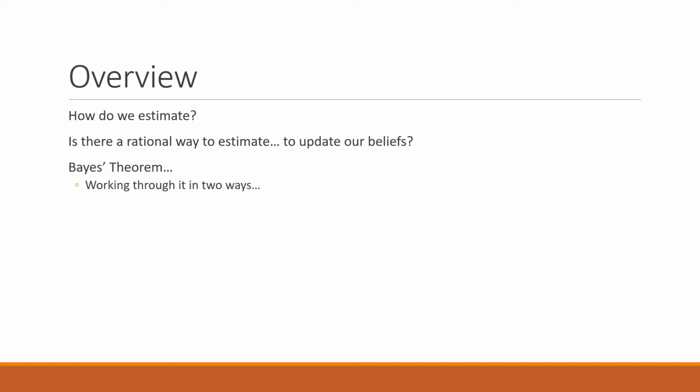And then we'll ask this question and try to answer it by looking at Bayes' theorem, which is: is there a rational way to estimate or to update our beliefs? So if we find new information, is there a rational way that we can incorporate that information into what we previously thought, which are called priors in Bayes' theorem? So we'll look at this and we'll talk through it. And I've got a problem that we'll actually work through together, and I've broken it down into detailed steps.